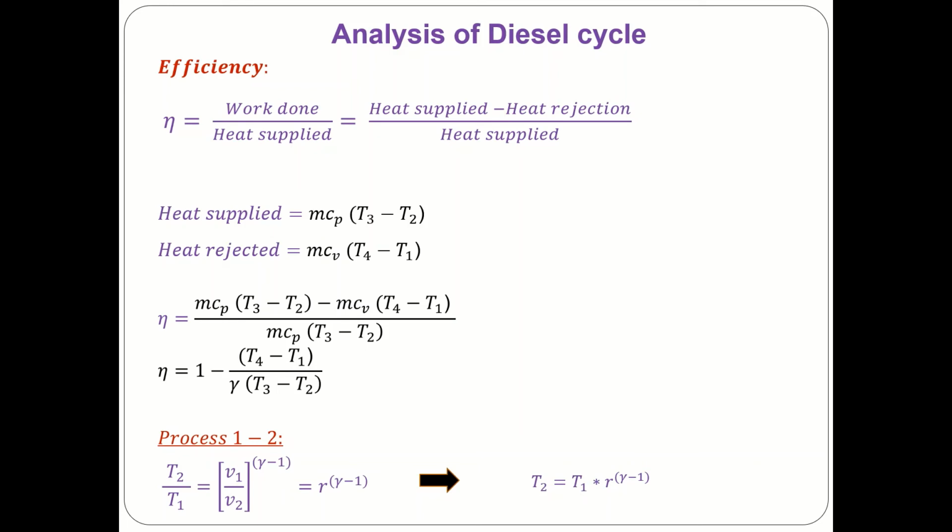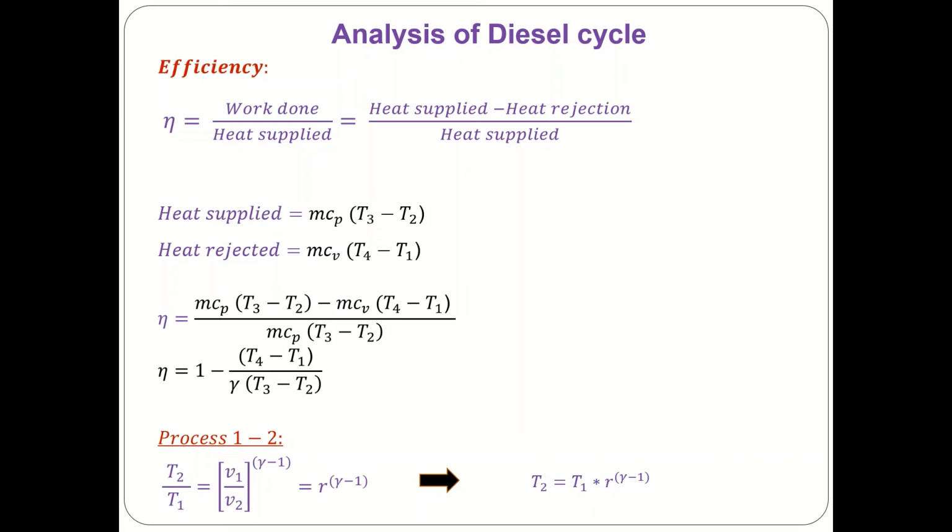So, mCp into delta T, that gives us heat supplied. Similarly, heat rejected is again at constant volume. So, this is mCv into delta T, which is mCv into T4 minus T1. So, again when you substitute this in the expression for efficiency, we get the expression as mCp delta T minus mCv into delta T, that is heat rejected, divided by mCp into delta T, that is heat supplied.